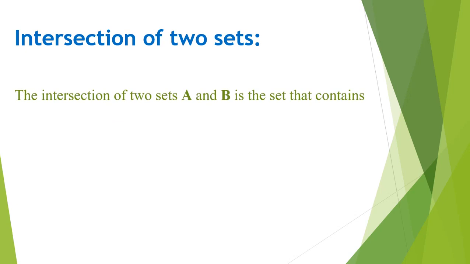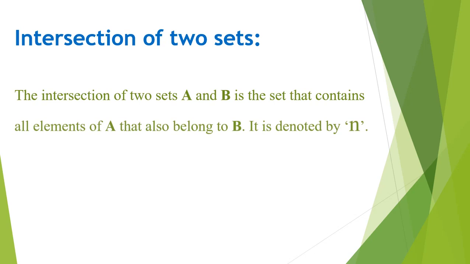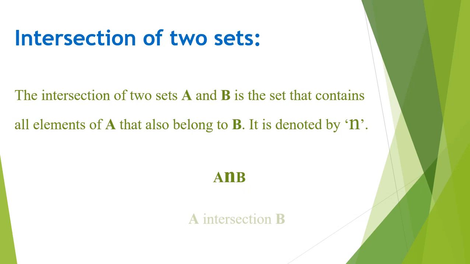Now check out the definition. The intersection of two sets A and B is the set that contains all the elements of A that also belong to B. It is denoted by A ∩ B. That means we are having the common elements in set A and in set B, the elements which are common between the two sets. If the elements are common between two sets, these are called the intersection of two sets.